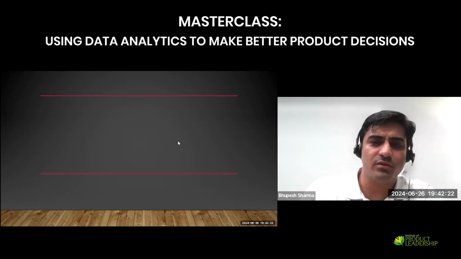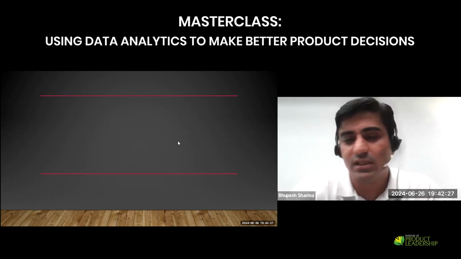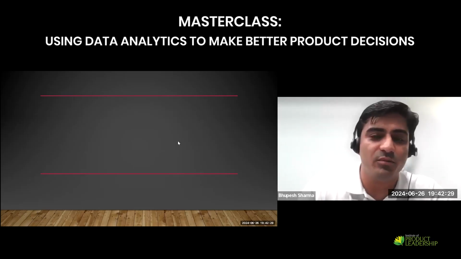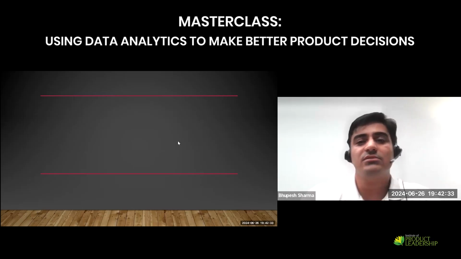How to make a GTM strategy from scratch using primary and secondary research? In the interest of time, I'll just take this last question and then we'll move forward. Otherwise, we'll miss a lot of other topics as well.